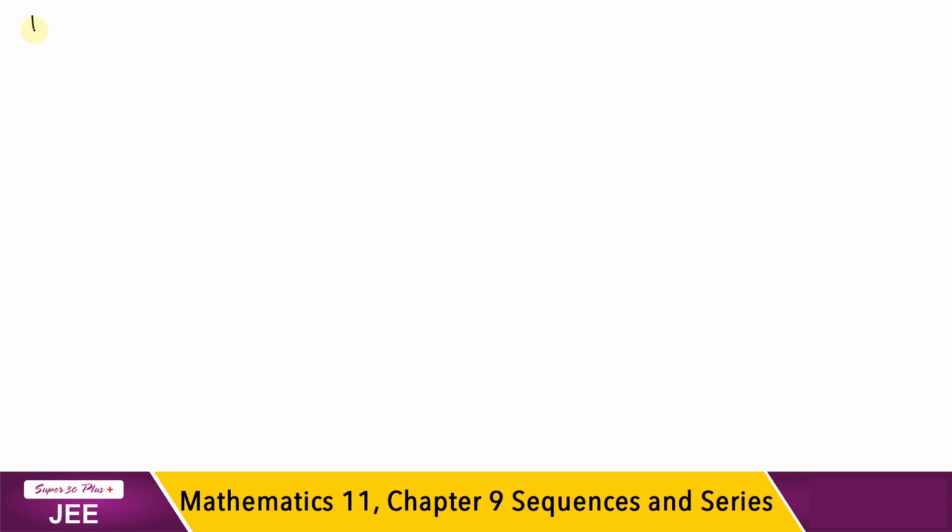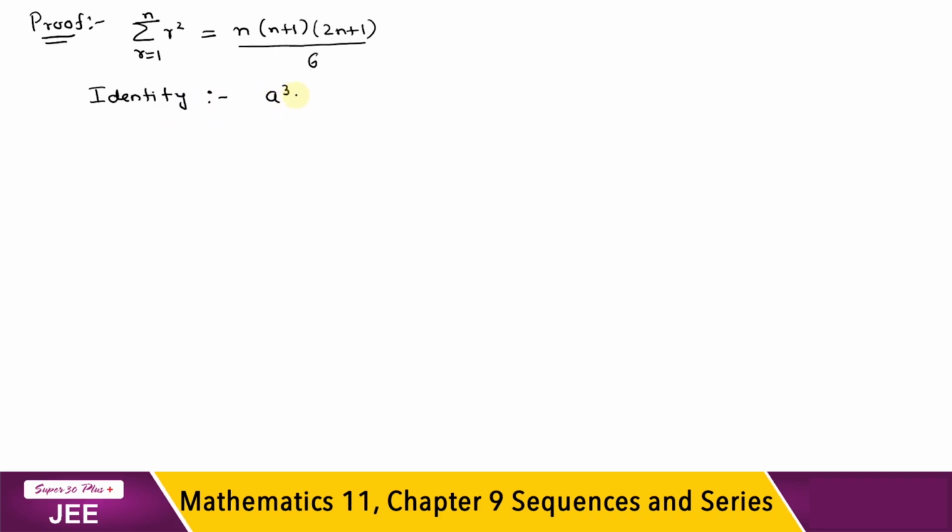Let's move further and understand the proof of sigma r square, r lying from 1 to n, and this is equal to n into (n plus 1) into (2n plus 1) divided by 6. Now for this we are going to use an identity that a cube minus b cube is equal to (a minus b) multiplied by (a square plus ab plus b square).